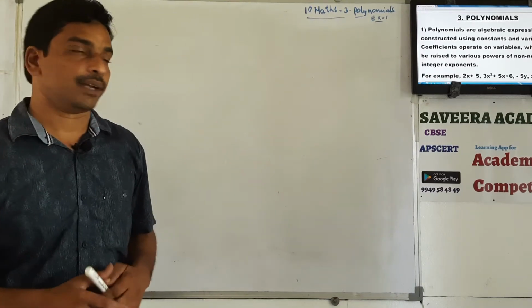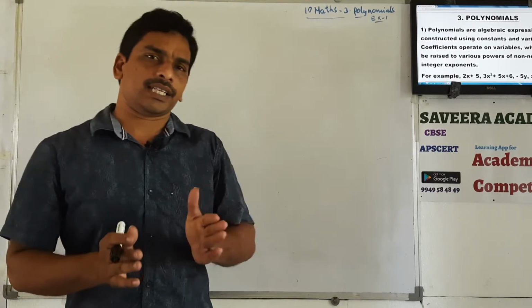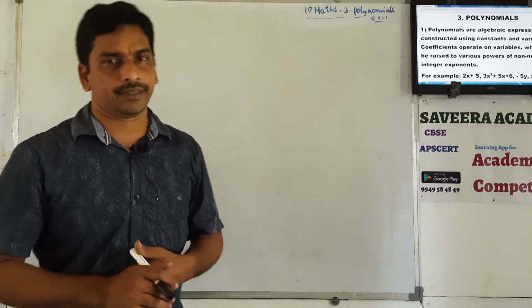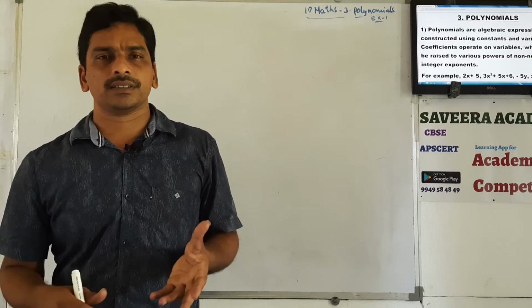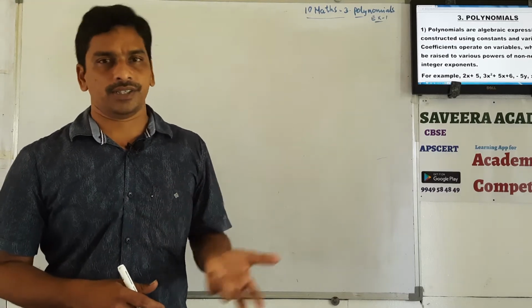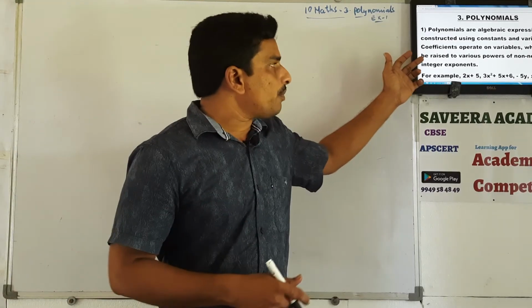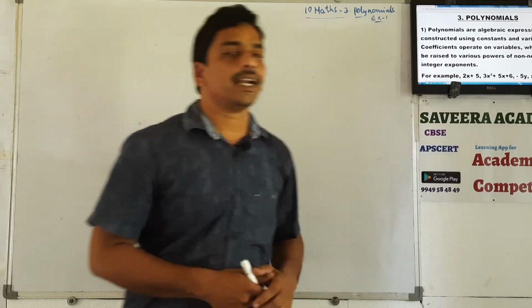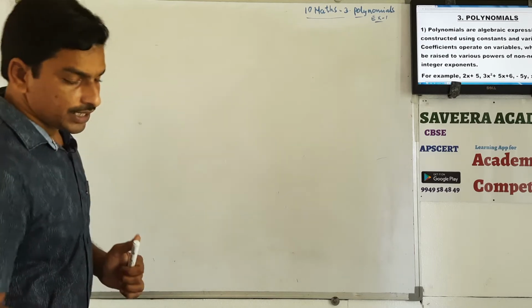Using constants and variables. Variables means it varies. Suppose x, they are denoted by x, y, z, k, like that. Constants means numbers. They do not change. Coefficients operate on variables which can be raised to various powers of non-negative integers. See, suppose here some examples are given.